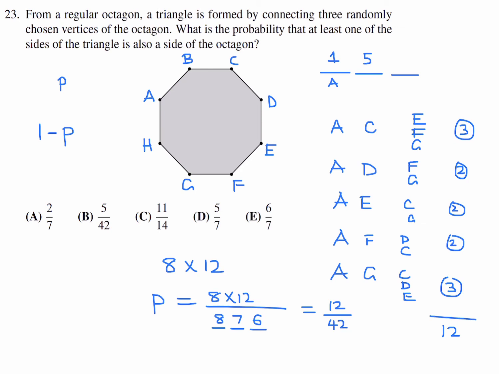Yeah. Okay, so now the answer to the question is 1 minus p, because 1 minus p is all the ones that have at least one side of the triangle being also a side of the octagon. Well, 1 minus 12 over 42, and that looks like 30 over 42. And if you divide top and bottom by 6, we get 5 over 7. Therefore, D is the answer for number 23.